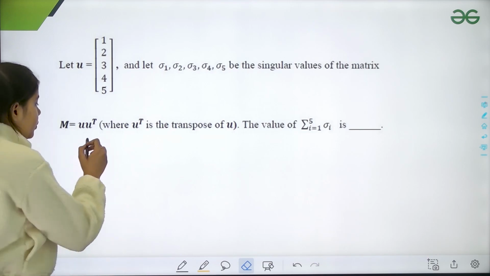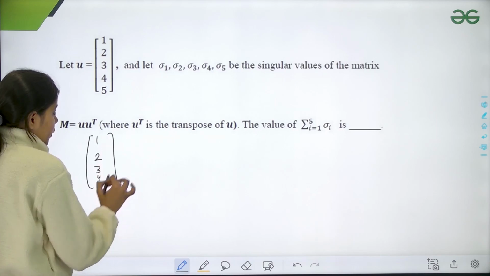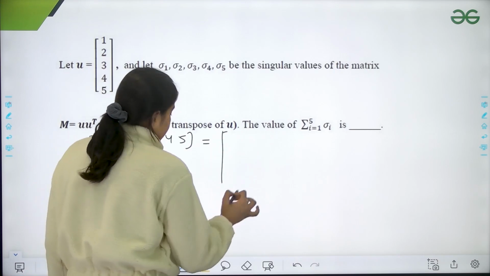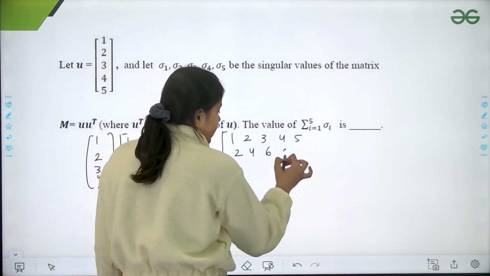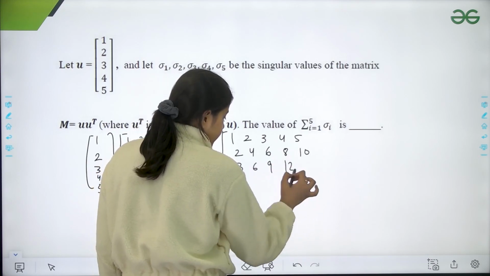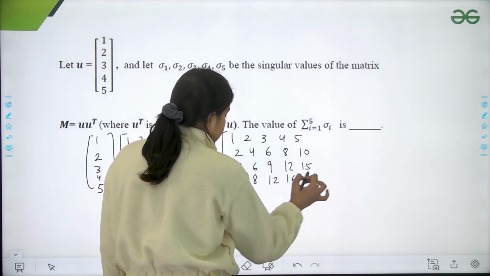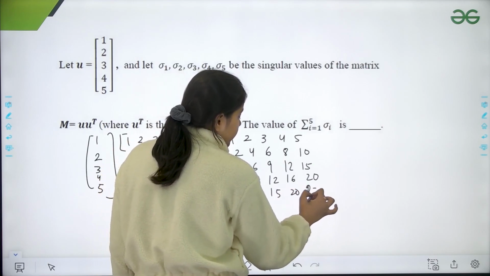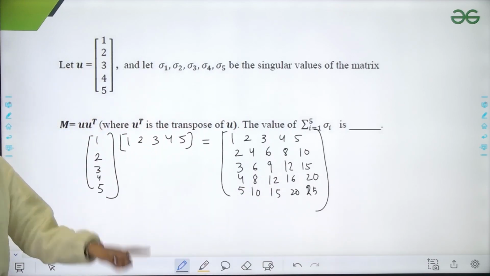Then we need the values of all the singular values. So first let's find out u into u transpose. If I write down u into u transpose, 1, 2, 3, 4, 5, what would I get here? I'll get 1, 2, 3, 4, 5, 2, 4, 6, 8, 10, 3, 6, 9, 12 and 15, 4, 8, 12 and 16 and 20 and 5, 10, 15, 20 and 25, right? So the sum of all the singular values is equal to the trace of a matrix.